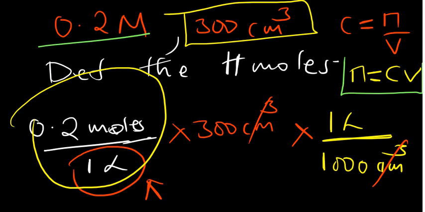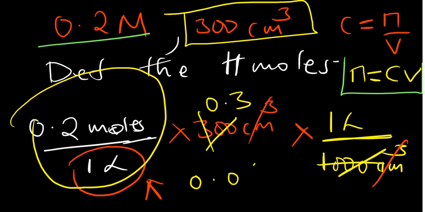So let's get our calculators and do the calculations. We have 2 zeros there I can cancel out. So we have 3 divided by 10, that is 0.3. Then 0.3 multiplied by 0.2, that is 0.06, right? So moles.